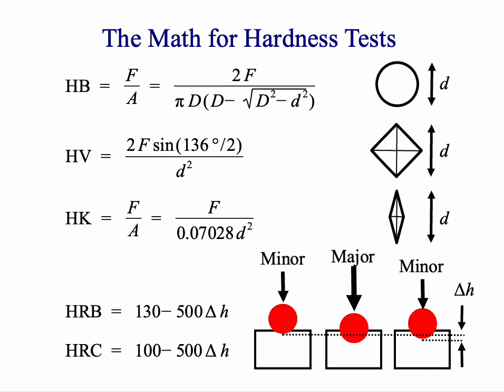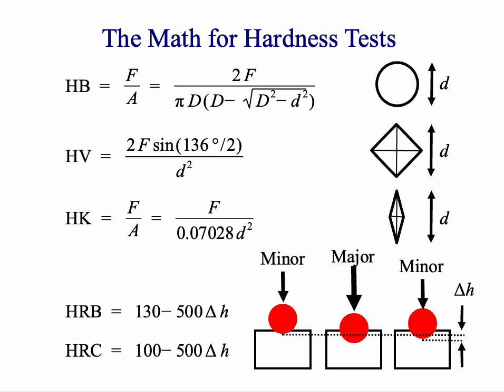Rockwell hardness is a function of the change in depth as the hardness test is run. First, you apply a minor load. In the case of Rockwell B and C, the minor load is 10 kilograms. In theory, the indenter goes into the metal a little way. Second, you apply a major load from 60 to 150 kilograms depending on the test. This pushes the indenter much further into the metal.